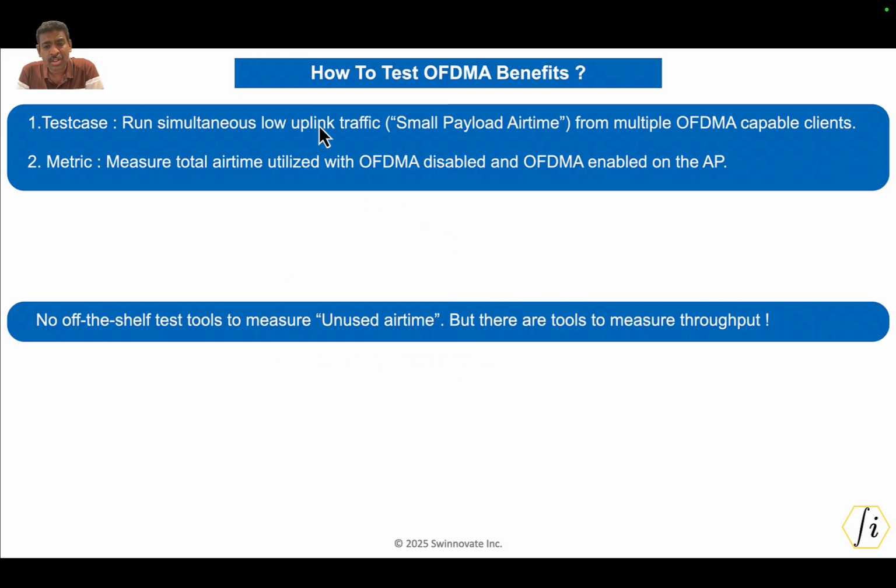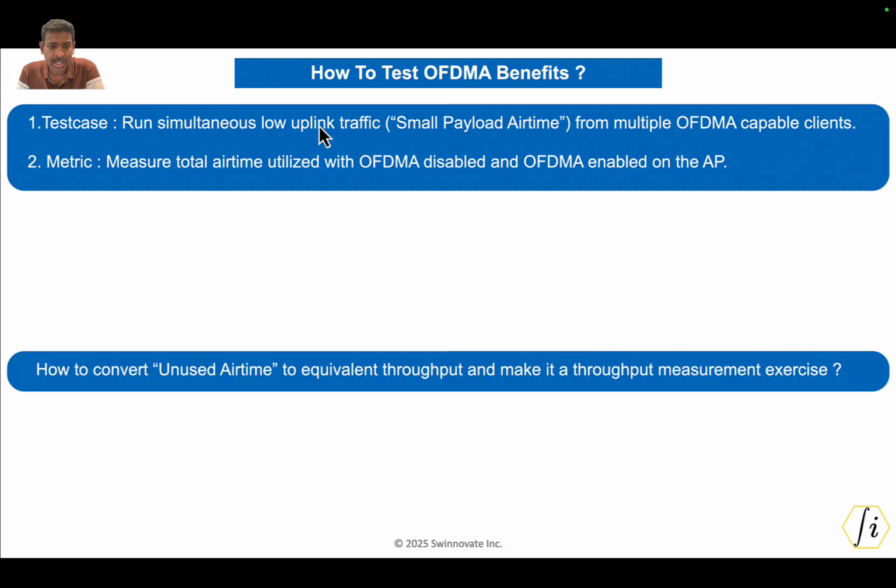But we do have a lot of tools to measure throughput, right? For example, Candela itself has several tools to help us measure the throughput. And there are many other vendors today which are providing tools to measure the throughput. So what if we can convert the unused airtime into an equivalent throughput and then make it a throughput measurement exercise? If we can successfully do this conversion, then we can use the throughput test tools to infer the unused airtime. So that's the key idea of this presentation.